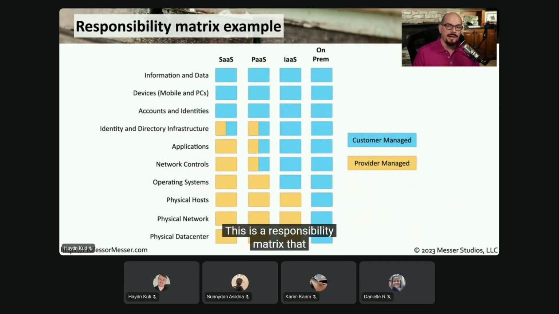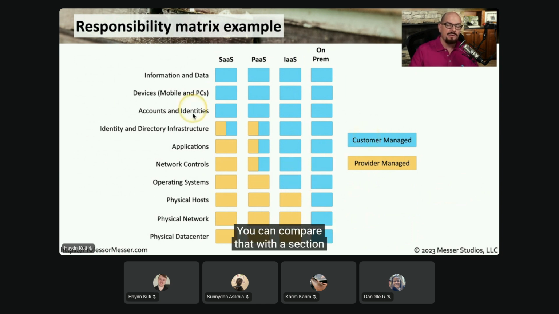This is a responsibility matrix that was taken from a large cloud provider. You can see that it's broken up by software as a service, platform as a service, infrastructure as a service, and on-prem or on-premises. Anything in blue is managed by the customer, and anything in yellow is managed by the cloud provider. In some cases, there's an overlap where both the customer and the provider are responsible for everything at that level. So for this cloud provider, if you're wondering who's responsible for the operating system, if this is software as a service, it's the provider, platform as a service is the provider, and infrastructure as a service, and obviously on-premises would be the responsibility of the customer.